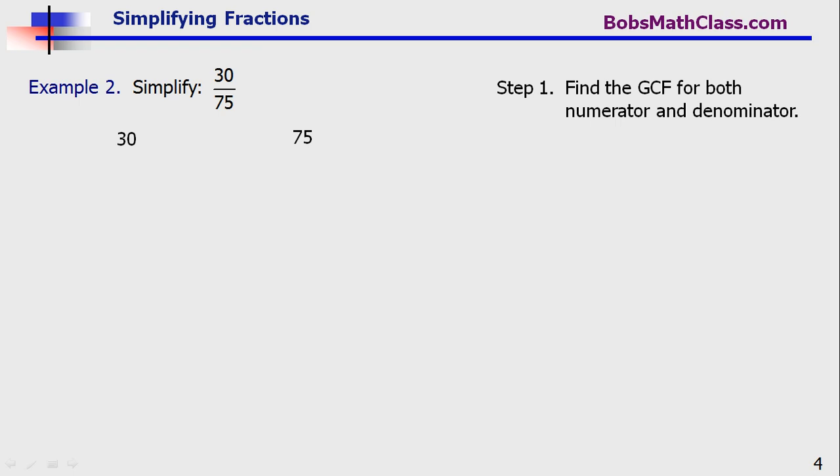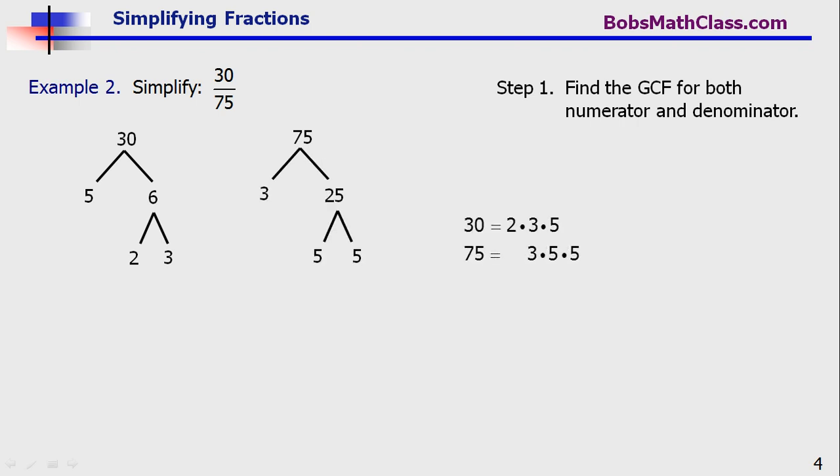And I know some people are like, oh, I don't want to do that. But really, the tree is so useful in many topics, doing the prime factorization. And when we get to fractions or bigger numbers, it's going to be really useful. Okay, so 30 is 5 times 6. 6 is 2 times 3. So 30 is 2 times 3 times 5. 75 is 3 times 5 times 5.